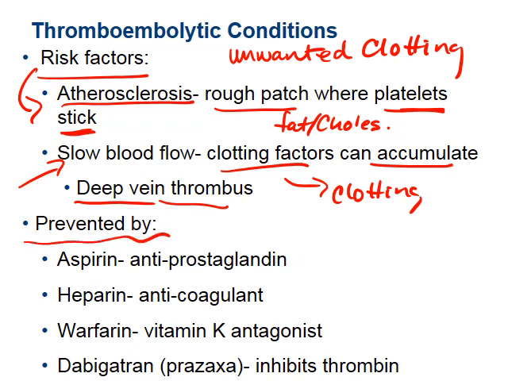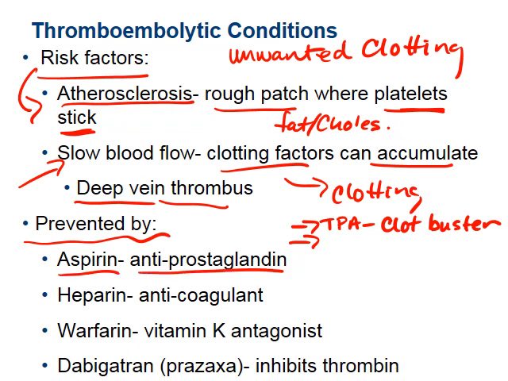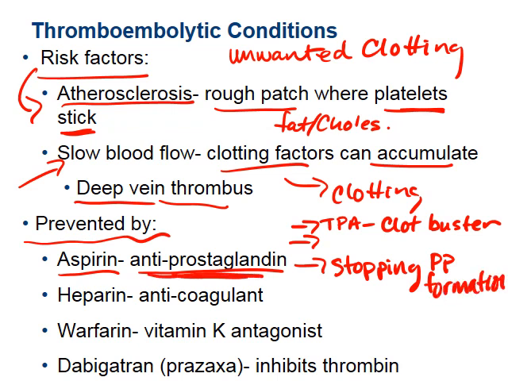How do you prevent this unwanted clotting if you do have it? We did talk about TPA. You could give the drug, and some people call it the clot buster. But there are some other simpler ways. This is kind of expensive, and we wait till you actually have a clot. But aspirin, so antiprostaglandins, this has something to do with stopping the platelet plug formation or slowing it down. So if you have aspirin in your bloodstream, it won't allow platelets to stick together as effectively.